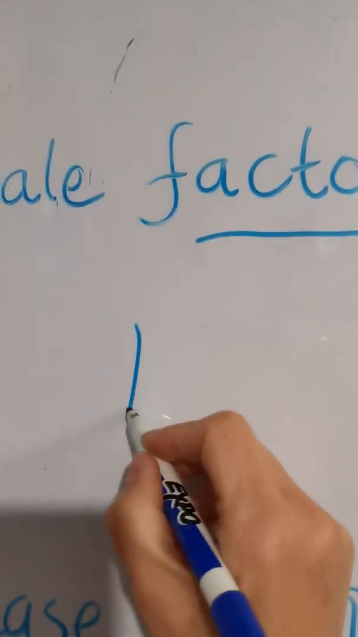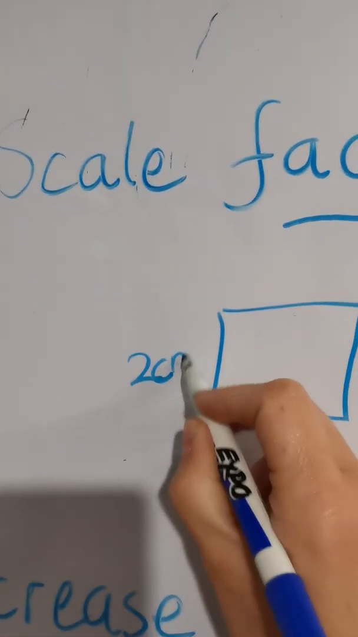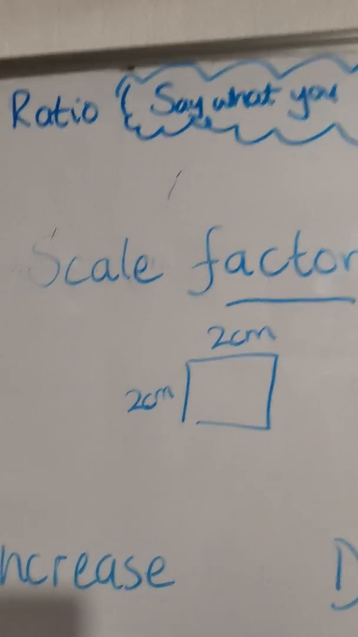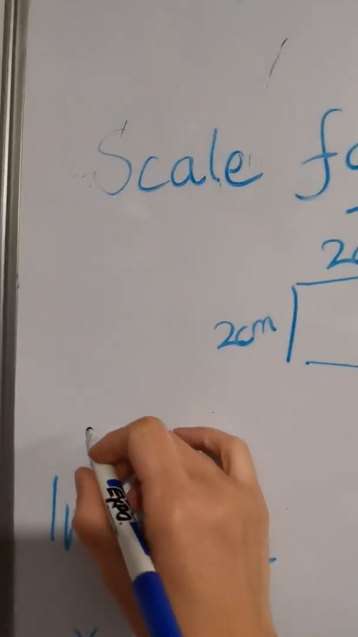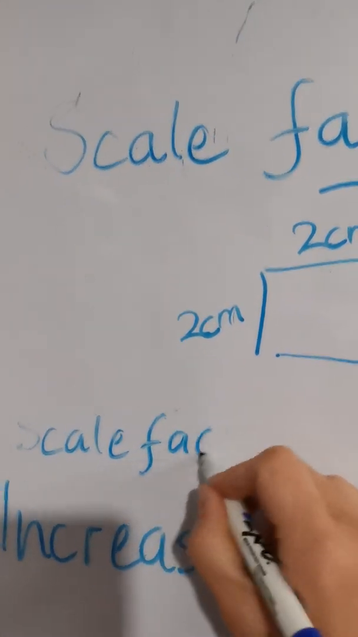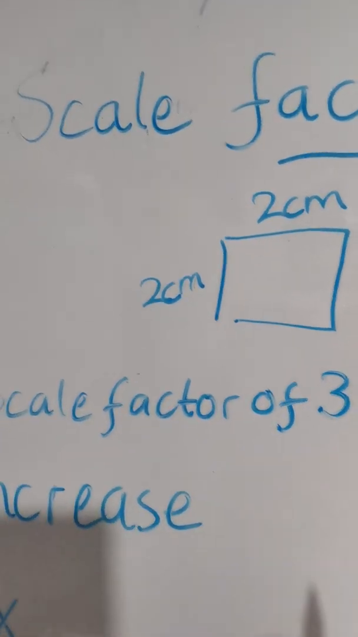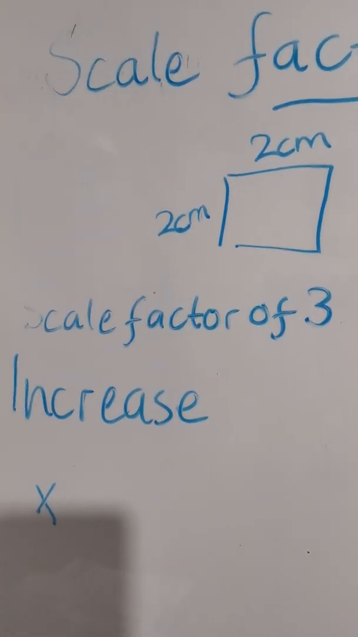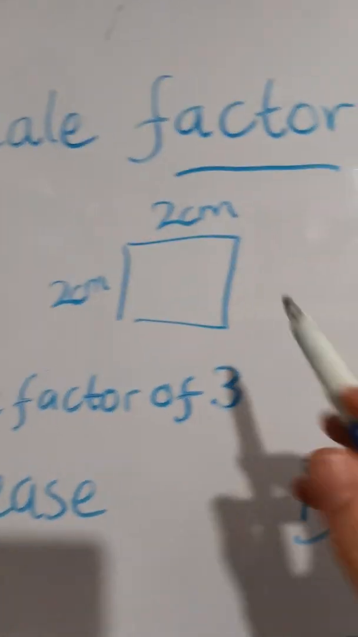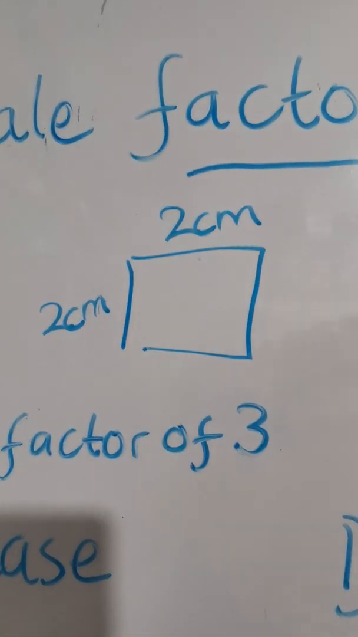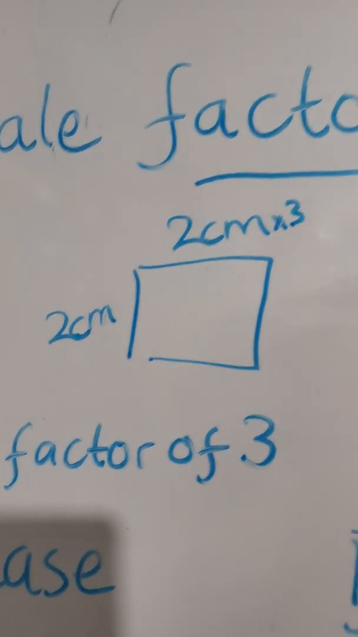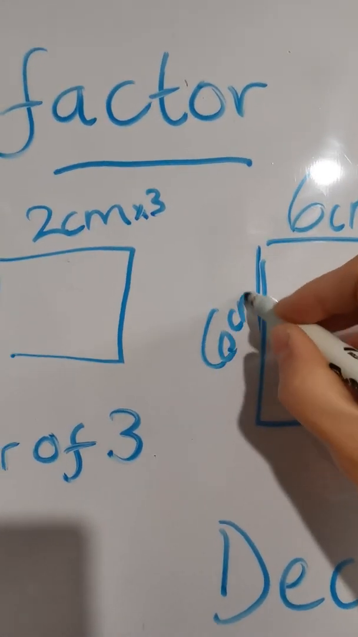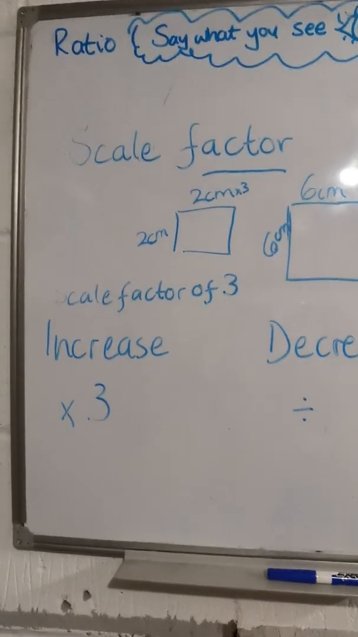Well, if I was to draw a square that is 2 centimetres by 2 centimetres, and I want to increase it by a scale factor of 3, I am basically going to be increasing the measurements by a scale factor of 3. That basically means multiplying the size by 3. So instead of having a 2 by 2, I know that 2 times 3 is 6. I'll end up with a 6 centimetre by 6 centimetre square. Okay, so that's if I increase by a scale factor of 3.